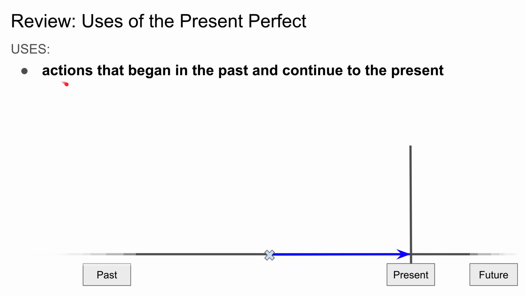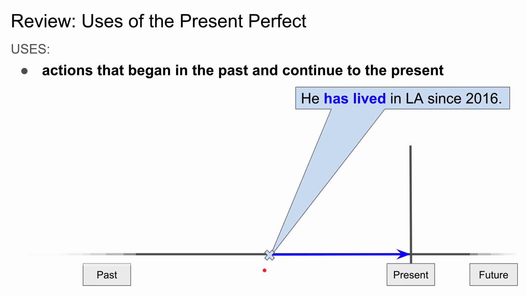Moving forward now, the uses of the present perfect. We use the present perfect for actions that began in the past and continue to the present. For example, since 2016, he has lived in LA. It starts in 2016 and continues to the present.